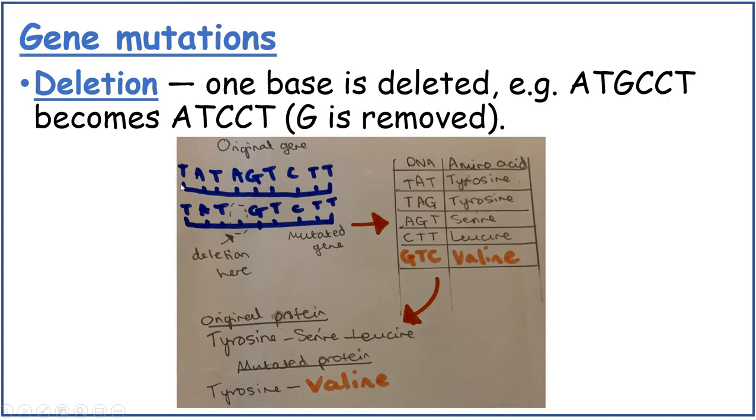So you can see here there's an original gene, TAT, AGT, CTT. But then here the base A is deleted. So that means there's a frame shift. So every triplet after that might be different. So it goes TAT, then GTC, and then that's it because there's no triplet there. So instead of the original protein being tyrosine, serine, leucine, it'll just be tyrosine and then valine.